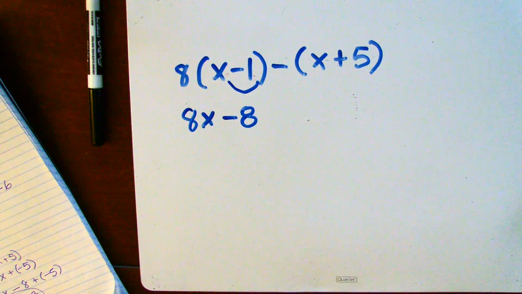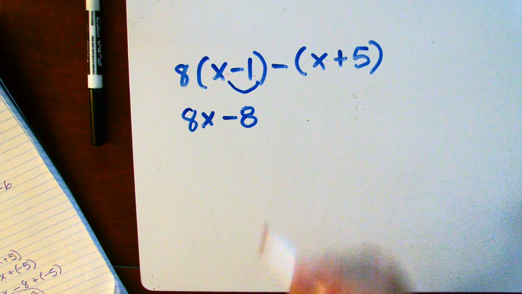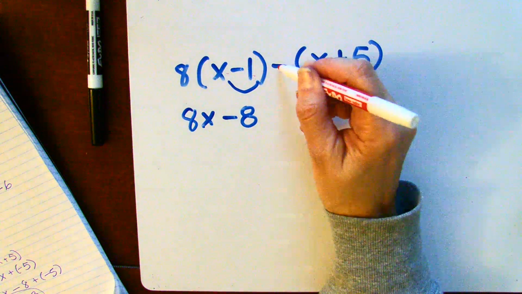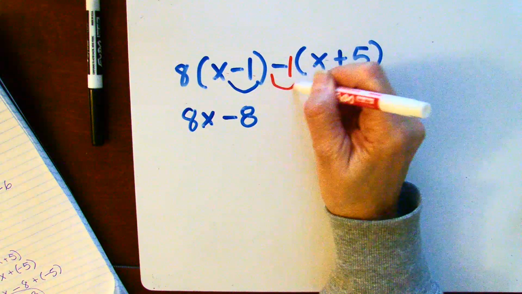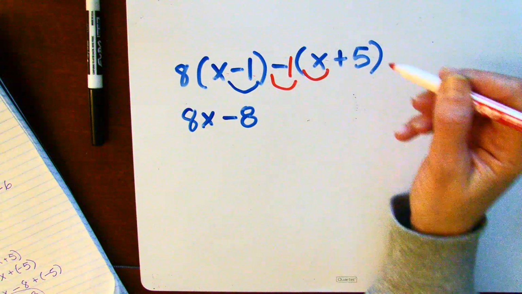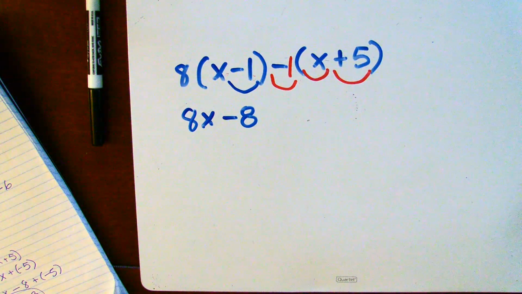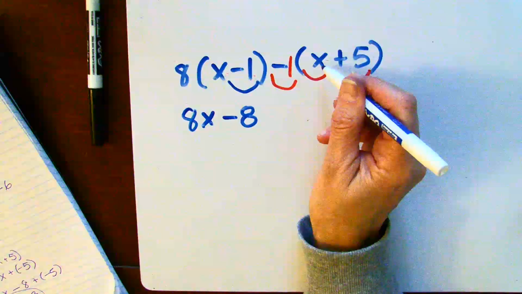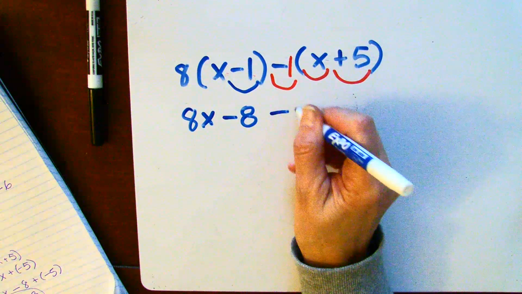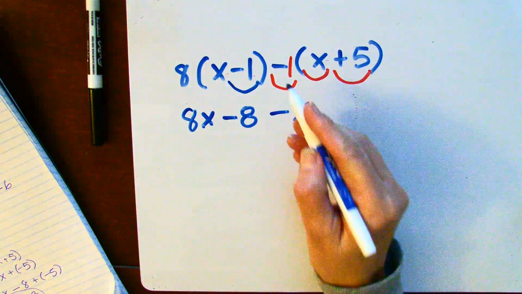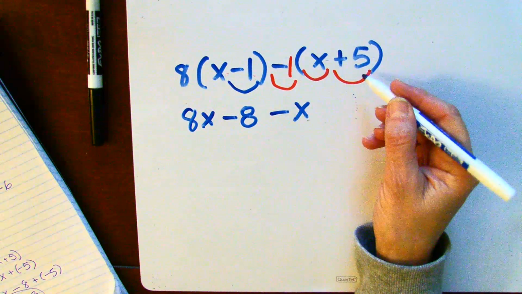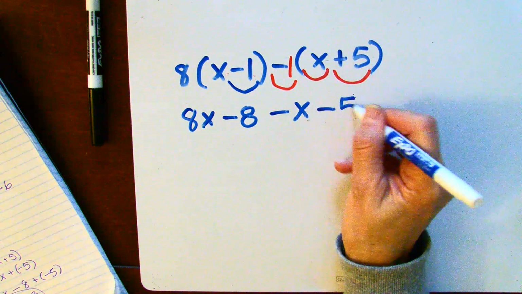Now, with this second part, this is like having negative 1 times a positive x plus a positive 5. So a negative times a positive is going to give me a negative x, and a negative 1 times a positive 5 gives me a negative 5.